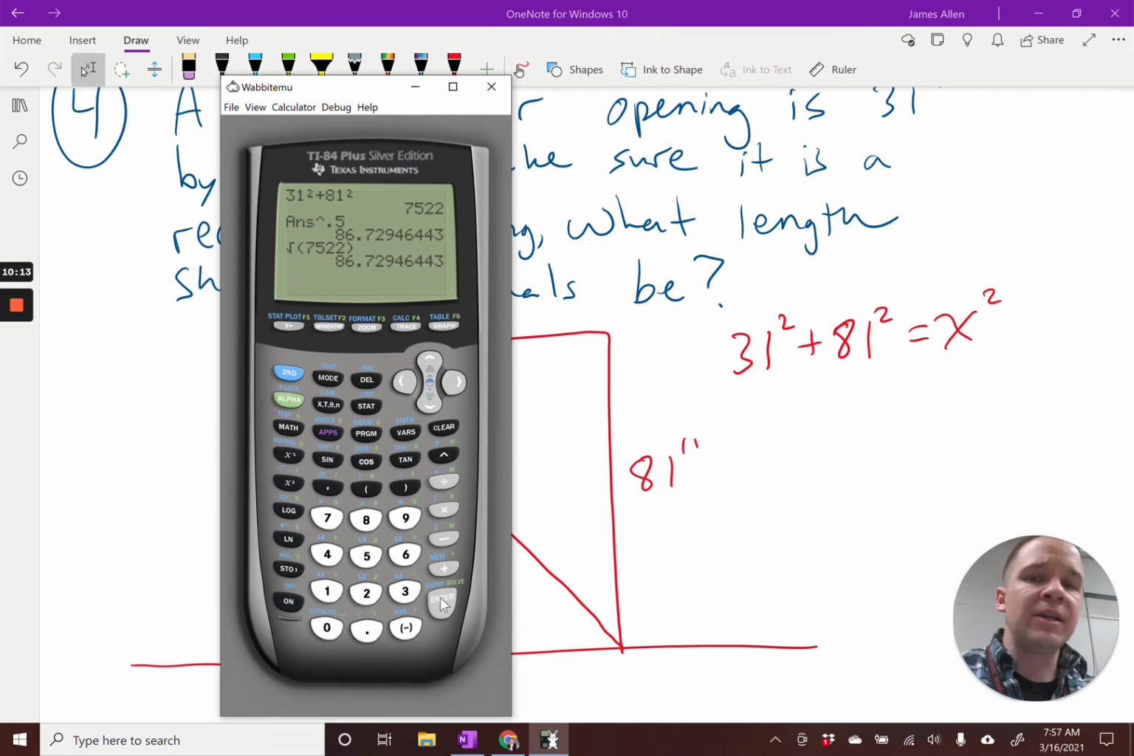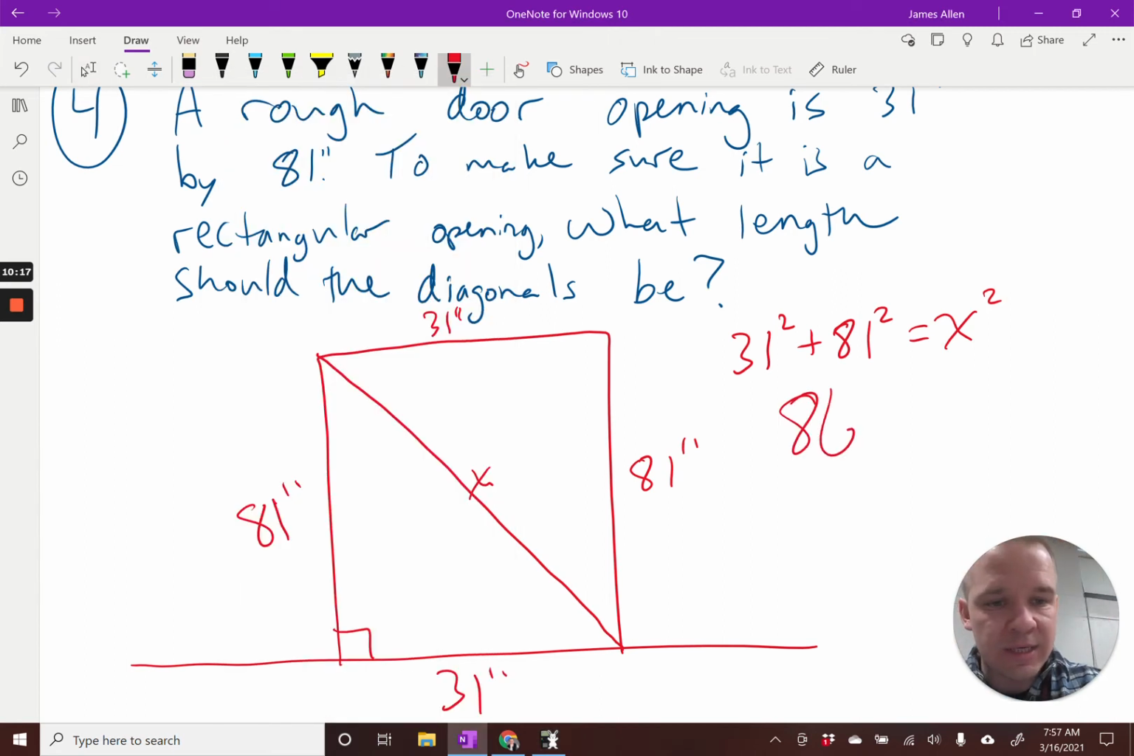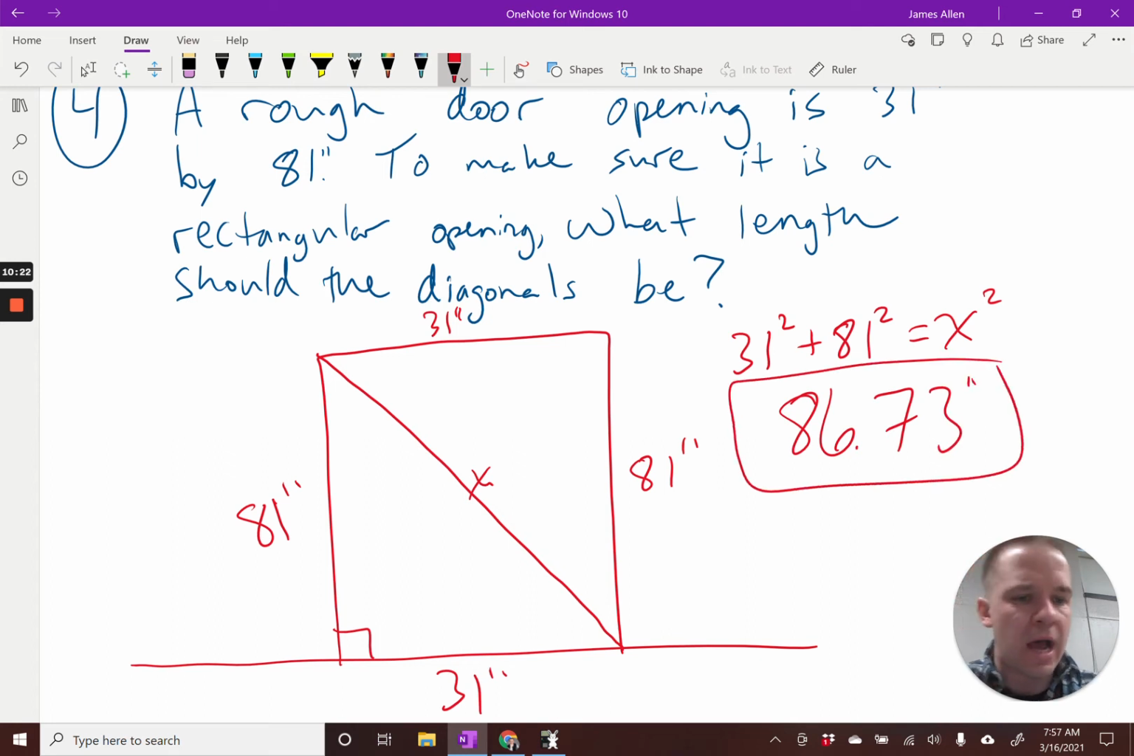So we're looking at 86.73 when we round it. 86.73 inches. So if I was hanging out on the job site and I was framing at the store, I would know that they should be about 86 3/4 inches. I'm going to be feeling pretty good about it. But that would be our answer on this test here, as we're going to keep things as exact as possible. Whew. That's good stuff there.